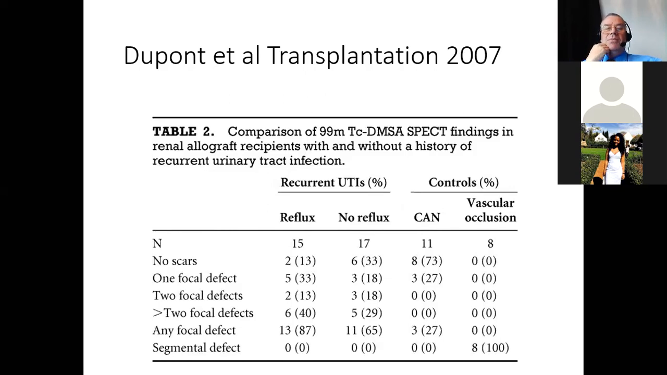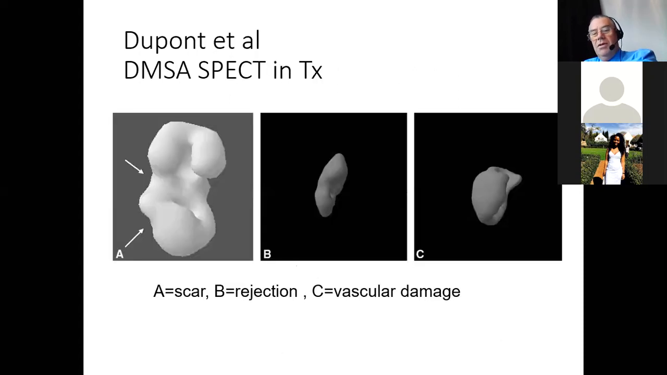And this is a series of patients that we did, that we published from my old hospital at the Royal Free. And we can see that they can have multiple scars, but also you can see vascular damage on the DMSA as well. Now, everybody ignored this paper for about 10 years, but suddenly it's all become very trendy again, and people are now doing a lot more DMSAs in transplants.